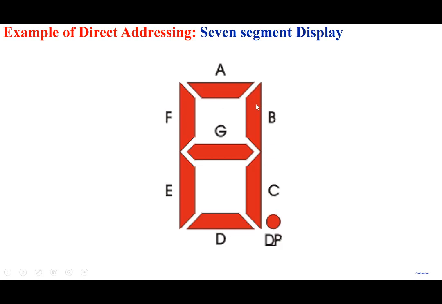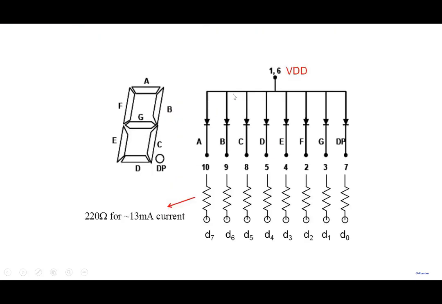You can display 1. To display 1, you will turn on B and C. If you want to display 2, maybe A, B, G, E, and D. So you can display any digit by turning a combination of LEDs on and off. This is how these LEDs are organized. Here you see it as a bar, but these are the LEDs A to G here.